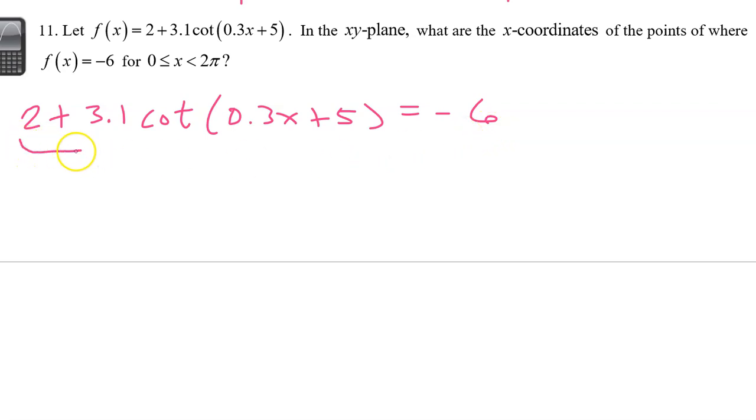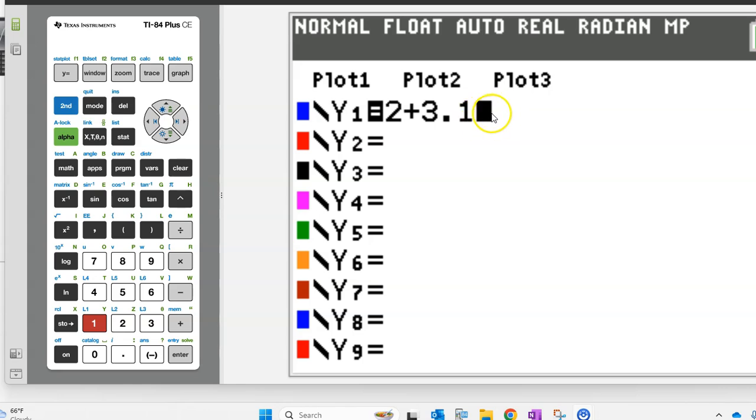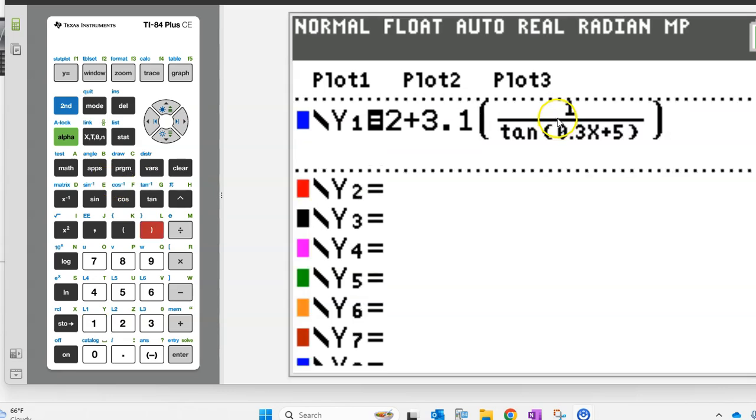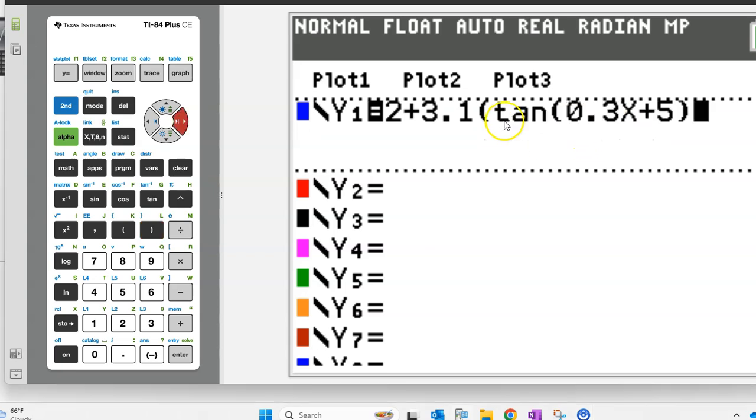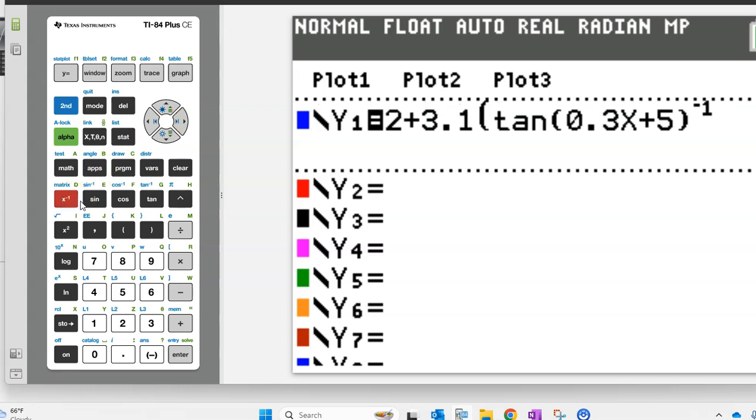We can use the graphing calculator to solve equations like this by entering the left side of the equation as y1 and entering the right side of the equation as y2. Right here is where I want to write cotangent. However, there is no cotangent button on the calculator, only a tangent button. So I have two choices. I can either enter cotangent as 1 over tangent, or I can type in tangent and then raise it to the -1 power, which means the same thing.